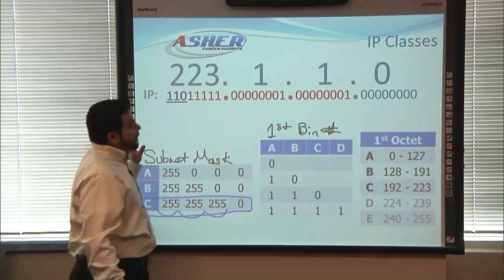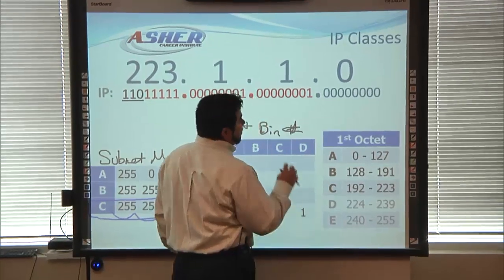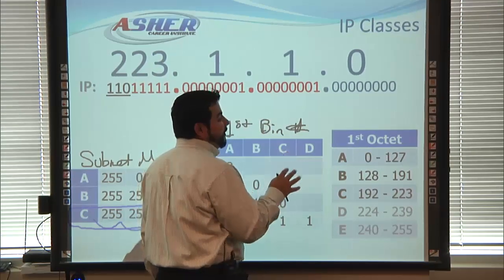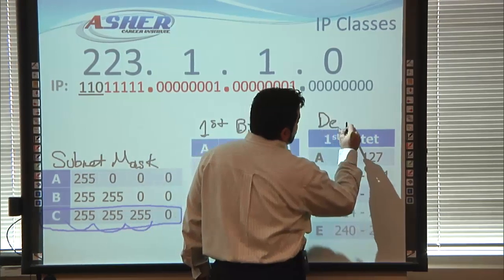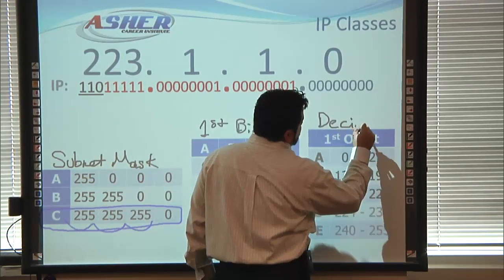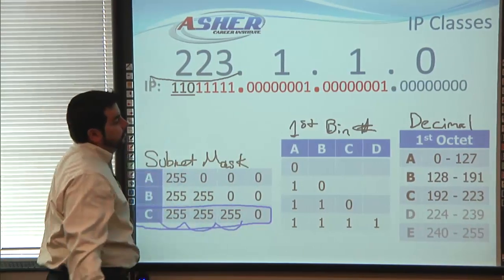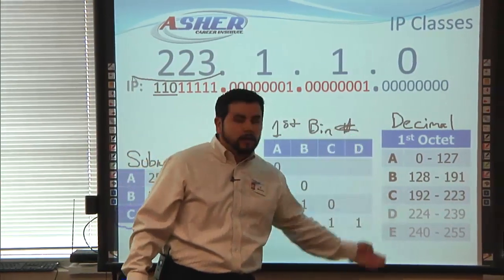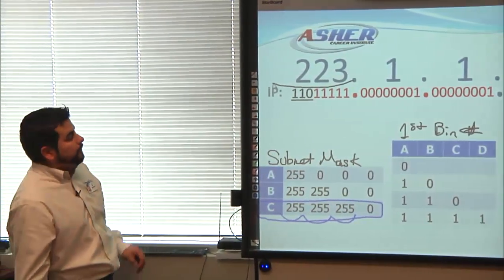The third way, and the best way to identify an IP address class, is by the first decimal number, the first octet's decimal number. Whatever number this lies within, you already immediately know what class it belongs to. Okay?